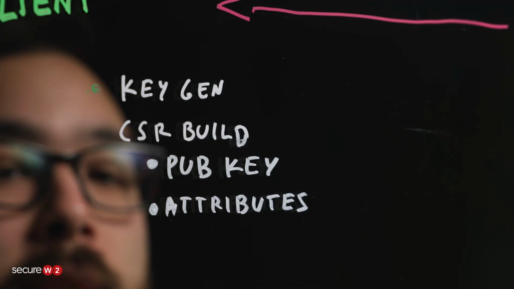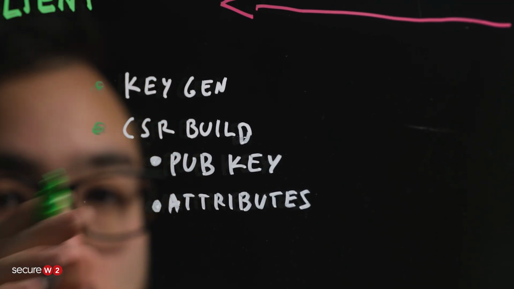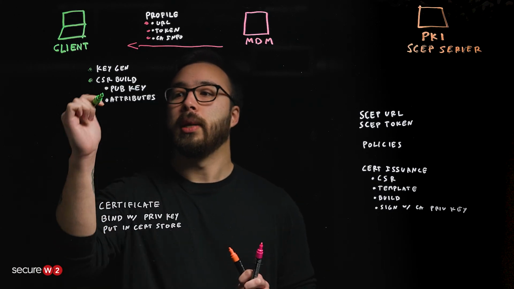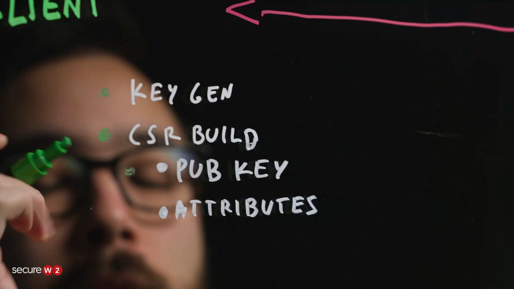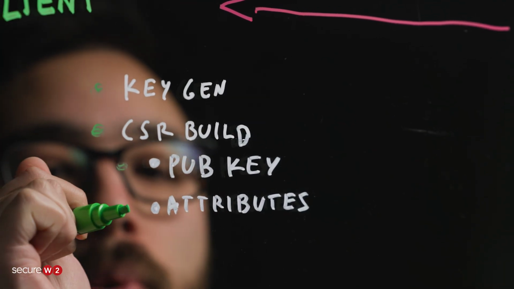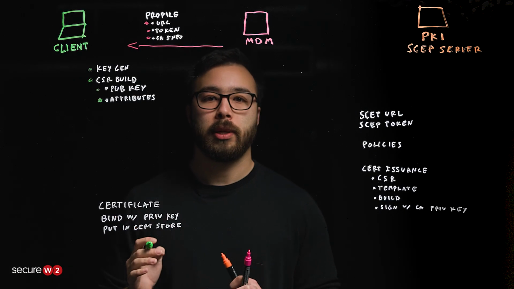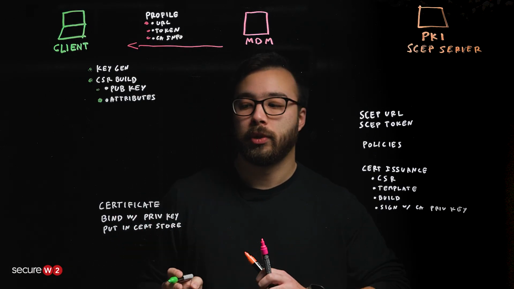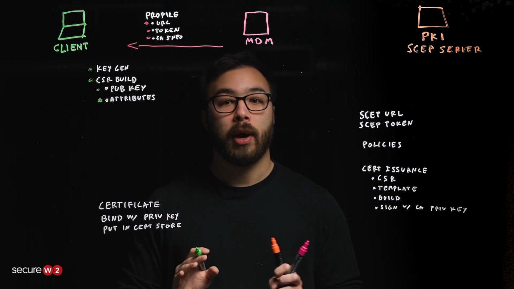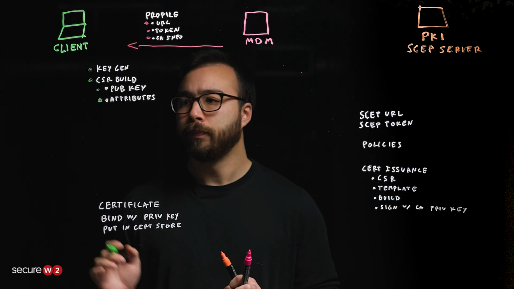And then once it does that, it's going to start building the certificate signing request, or the CSR. What's going to be in the CSR is that public key that we created, not the private key, just the public key. And then it's going to input some attributes of the device. Some common things would be the serial number of the device. For specific MDMs, there might be a unique identifier to that MDM, like our device ID is a common one.